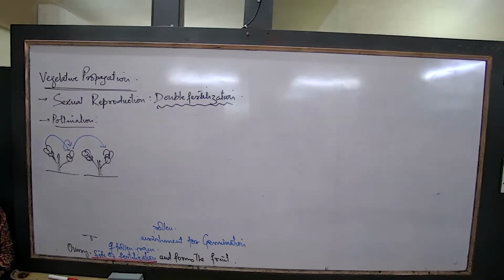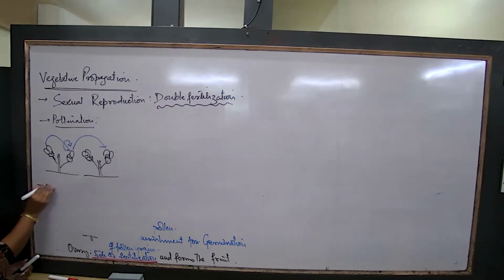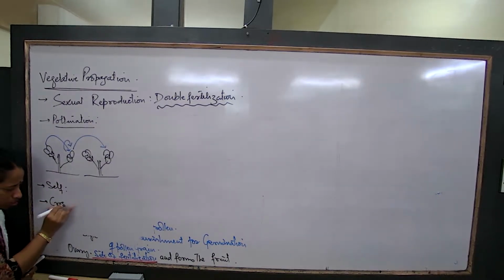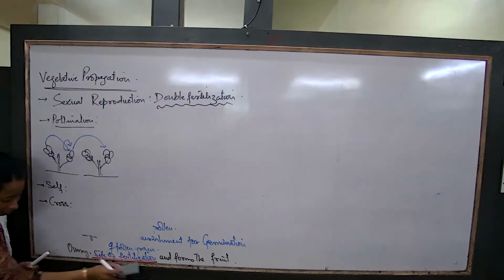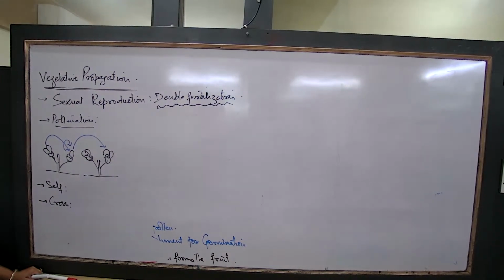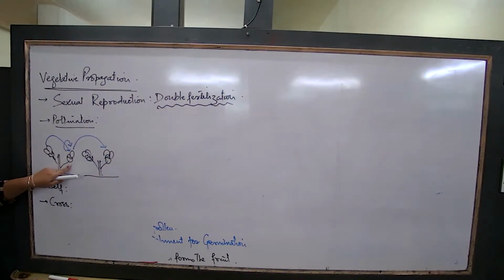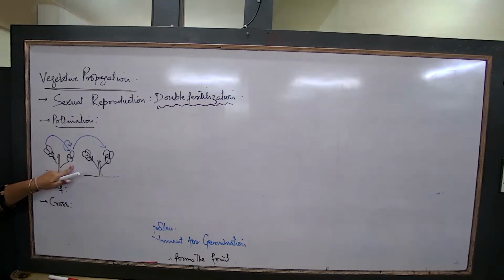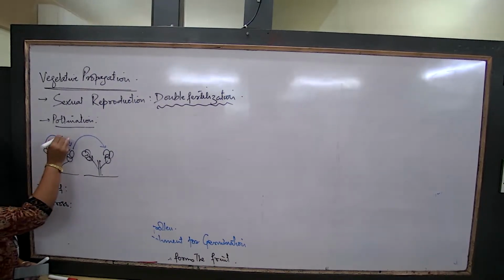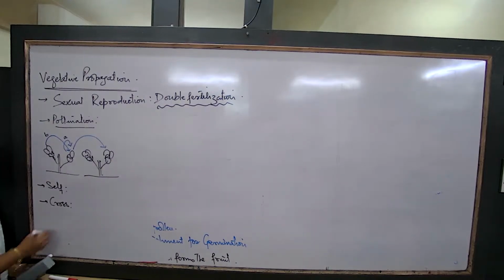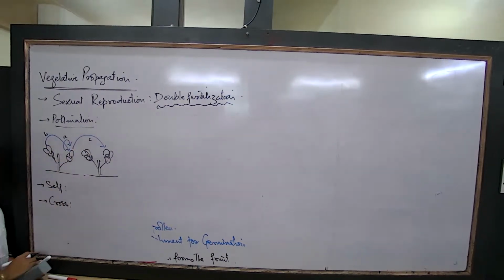Now, which one is self and which one is cross? You already know the words, but what is known as self-pollination and what is known as cross-pollination? As long as the plant is the same, it is always self-pollination. So this is self-pollination and this is also self-pollination. Then which one is cross-pollination? Processes A and B are self-pollination, and only process C is cross-pollination.